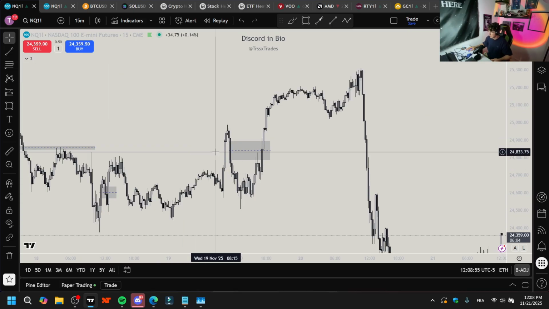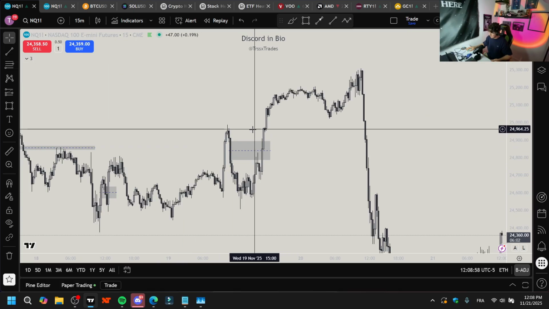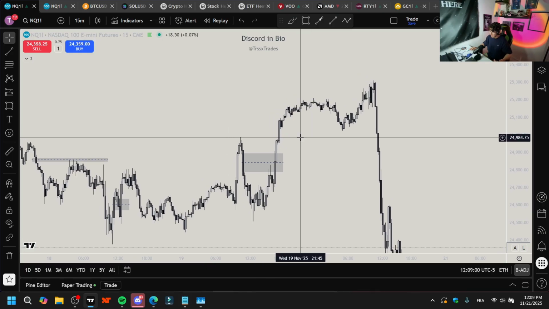Now you may see right here, well, okay, right there, it disrespected it and we went higher. Why is that? Well, that is an inverse fair value gap, so iFVGs, and this is the whole model that I personally trade.